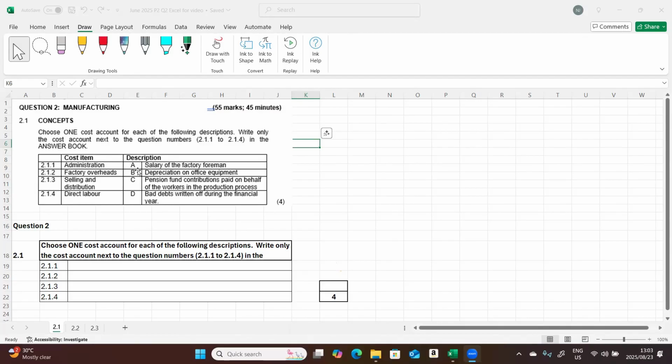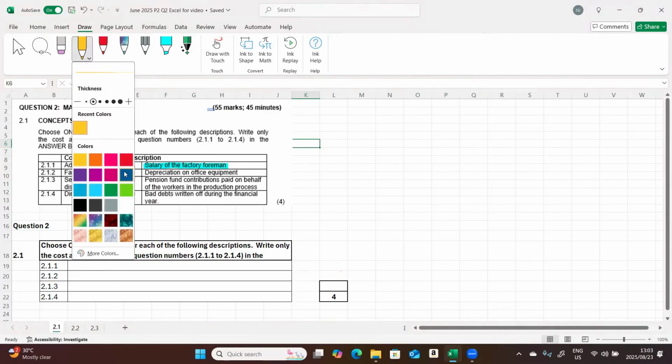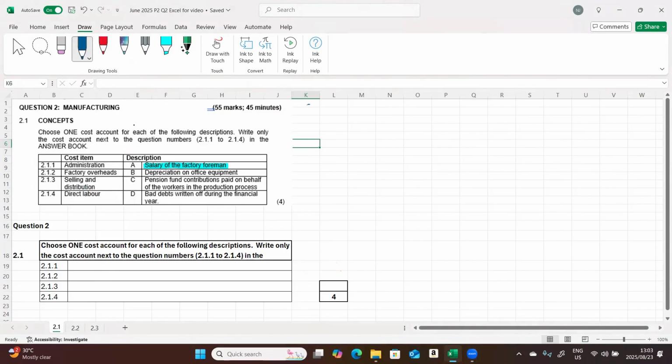Okay, so let's read number A and then we match it to one of these, and then we can also immediately write the answer over here. So A, salary of the factory foreman. Let's just highlight this. We don't actually have to, it's just for fun. Let's just change the color also because we've been doing quite a few. I haven't used this blue yet.